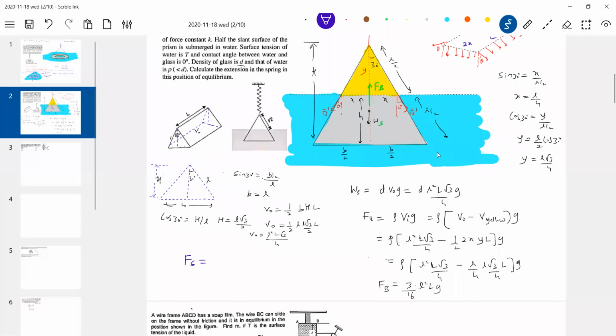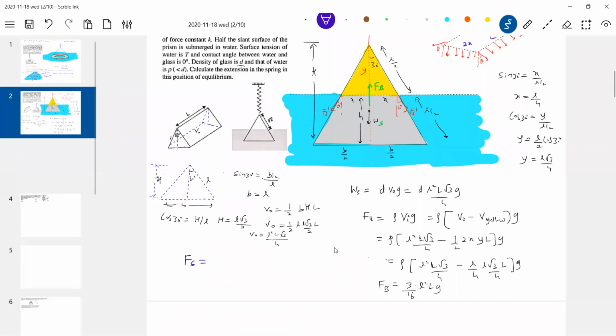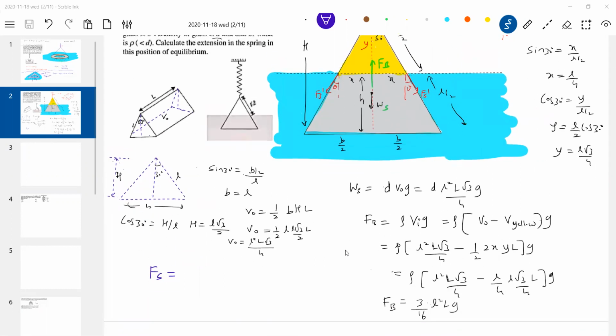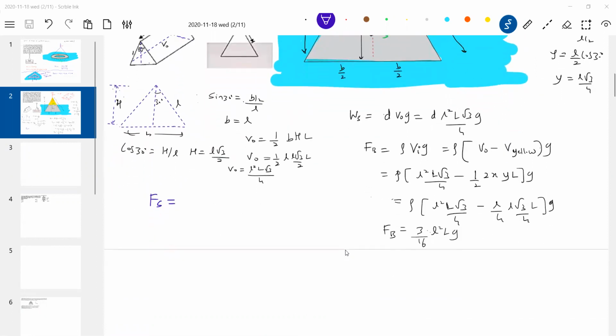I think I'll bring one more page. It's getting congested. Sir, FB must be 3 root 3 by 16. Yes, sir. Okay, I'll adjust it. Thank you. I'll write it here: 3 root 3 by 16.